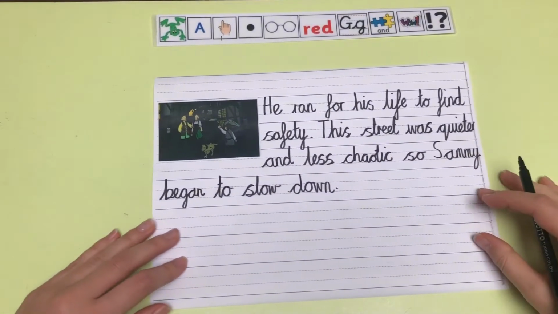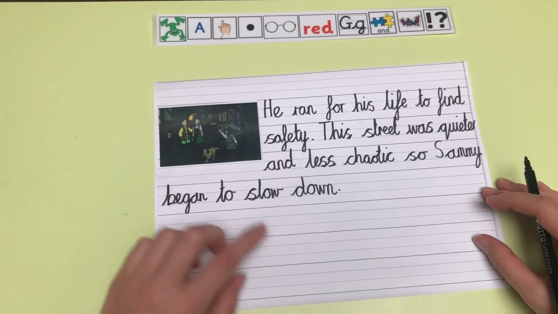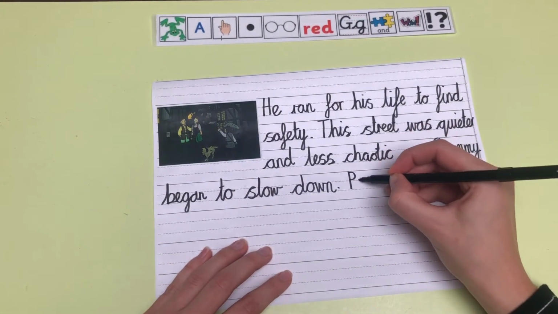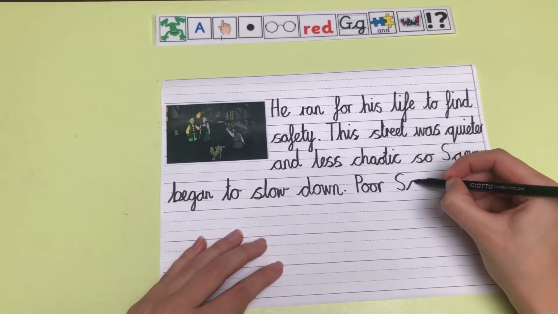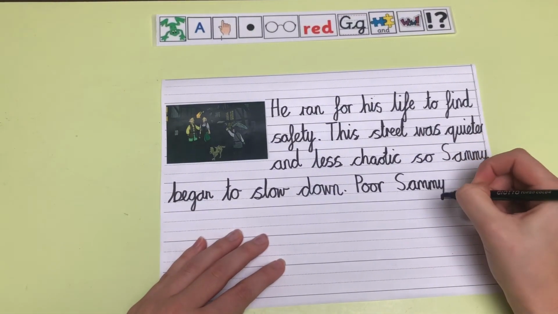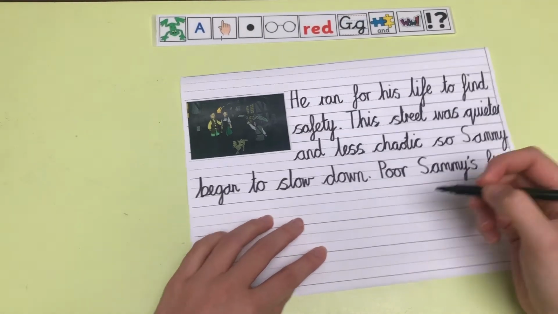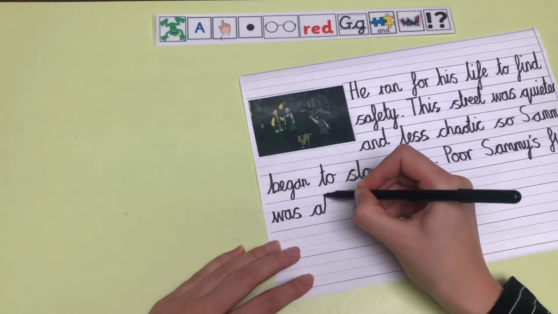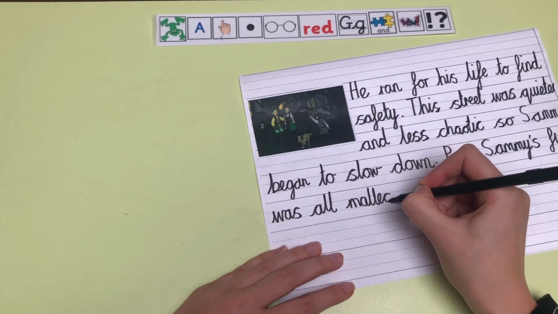And then I can remember that his fur was matted and blackened by the soot. So I'm going to say, poor Sammy's fur was all matted. He looks very sad there. Poor Sammy's, remembering my capital letter for Sammy because it's his name. Poor Sammy's fur was all matted.